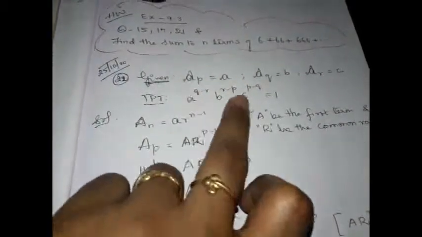Now we need to find this term. So let us find what this is now: a power (q minus r), I am sorry, b power (r minus p), c power (p minus q), right? So what is your a? a is capital A, capital R power P minus 1, the whole power Q minus R. b is AR power Q minus 1, so the whole power R minus P. c is AR power R minus 1, the whole power P minus Q, right?